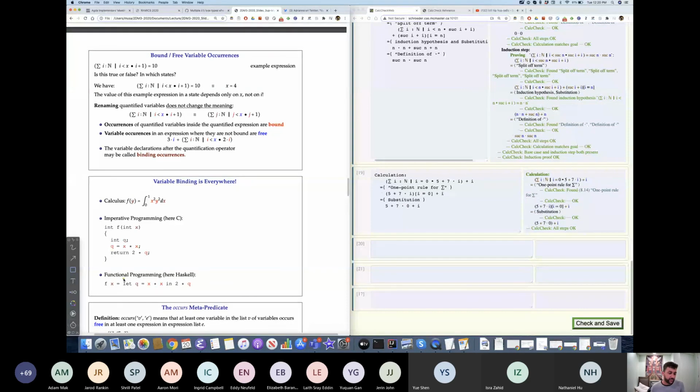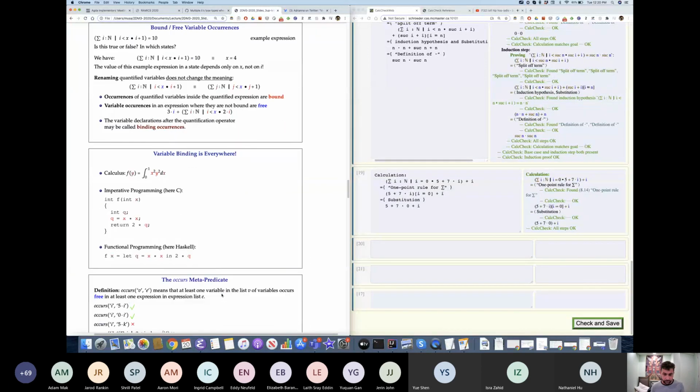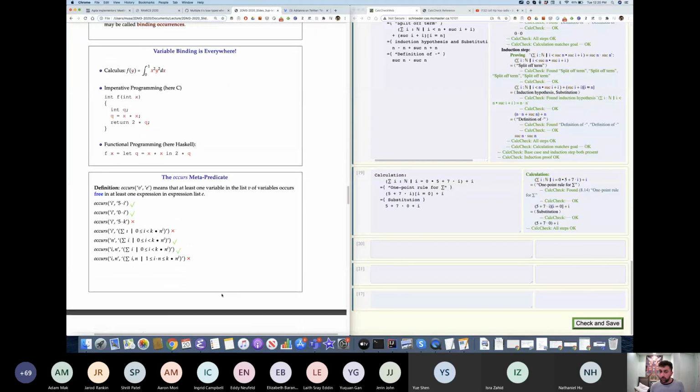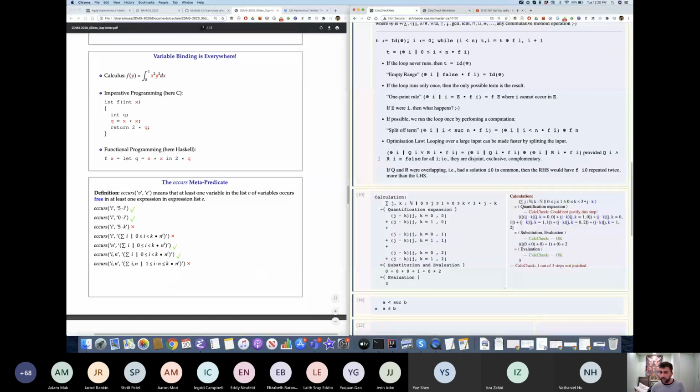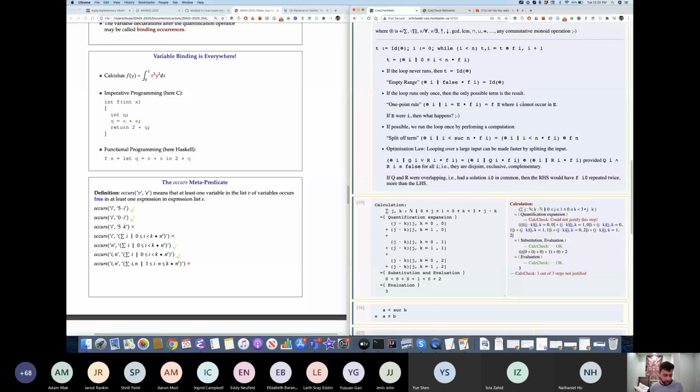Or when you say let clauses, temporarily let Q refer to this thing. Well, outside of this let clause, Q refers to a global name. We're out of time, so that's unfortunate. But I just want to mention this occurs meta predicate, which I silently mentioned down here. So we'll get to it next time.